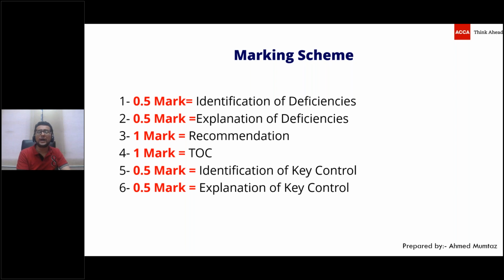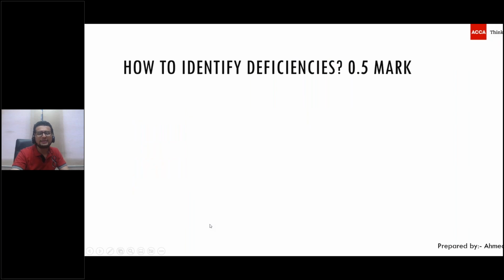Number one, how to identify the deficiency. Number two, how to explain the deficiency. Number three, how to come up with the recommendation for 1 mark. How to come up with test of control for 1 mark. How to identify the key controls from the question itself. How to explain the key controls. So I think I need to teach you 6 things, right? Let's start with the first one, and that is how to identify the deficiency from the question itself.